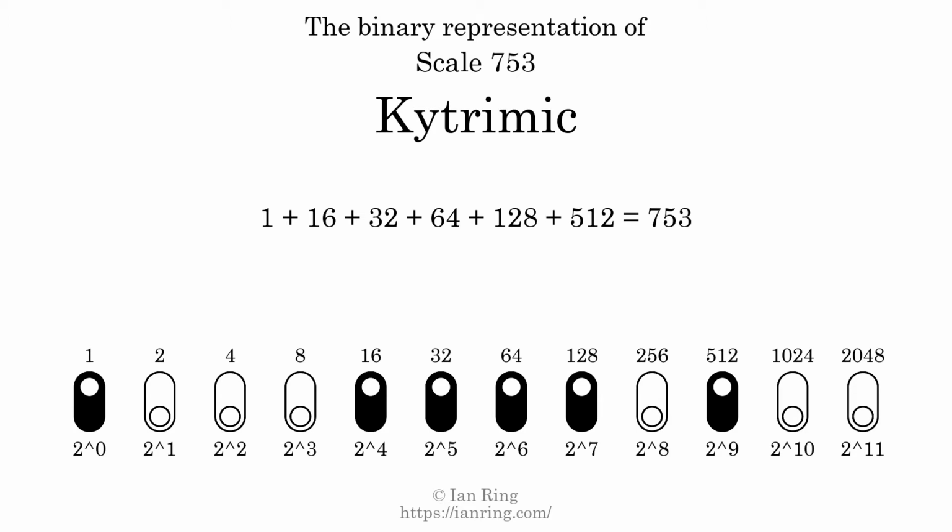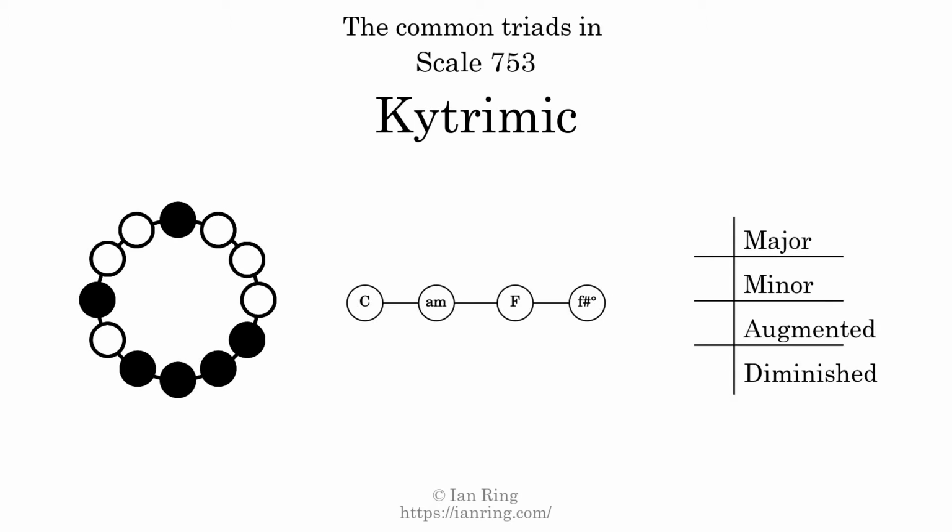The scale number not only enumerates the scale with a unique index, but it also literally describes the tonal content of the scale. Represented as a binary number in base 2, the scale number is 001011110001. Here are the common triads present in this scale.